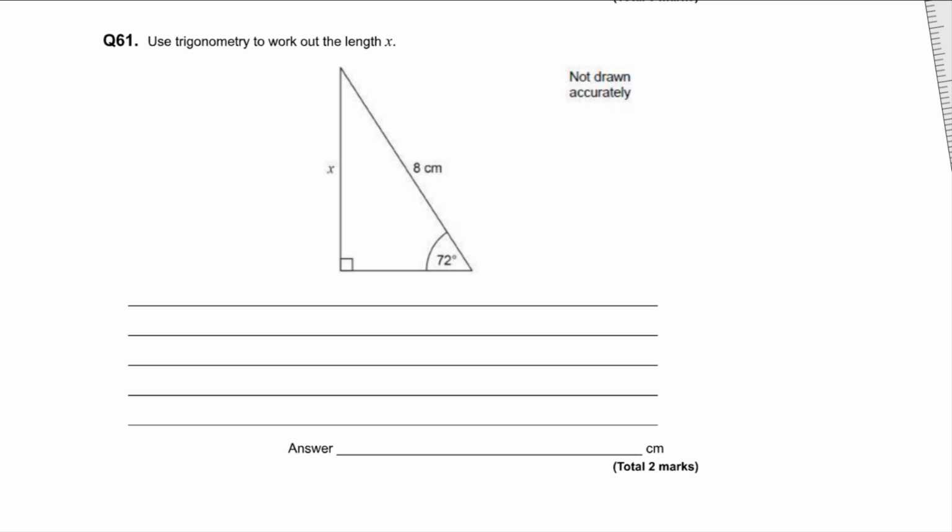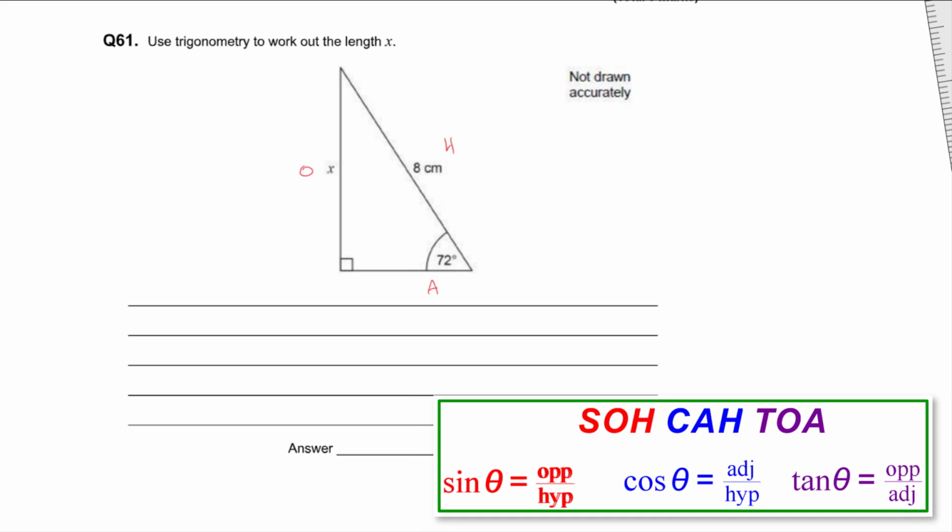Question 61. Use trigonometry to find the length x. Again, I'm going to do this in exactly the same way. I'm going to start off by labeling the sides. This is the hypotenuse. This is the opposite. This is the adjacent. Now this time, it's the adjacent I don't care about. I've got the hypotenuse. I want the opposite. The adjacent doesn't figure into my thoughts or plans at all. So SOHCAHTOA, anything that's got an A in it is of no interest to me.